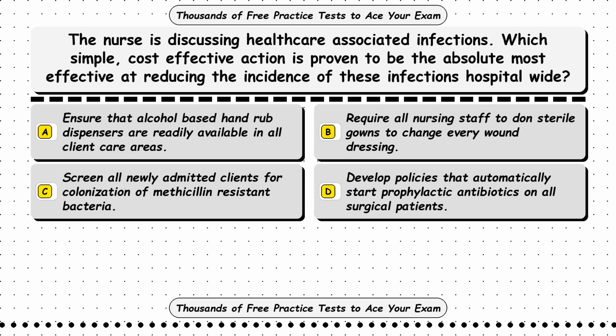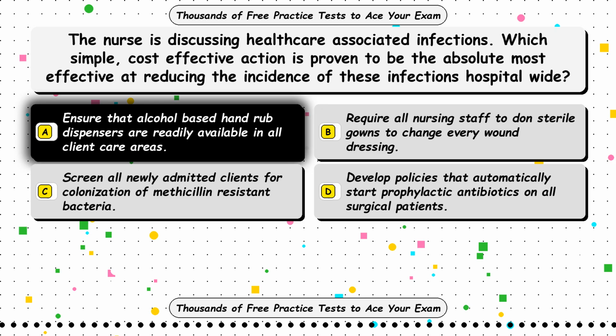Question 109. The nurse is discussing healthcare-associated infections. Which simple, cost-effective action is proven to be the absolute most effective at reducing the incidence of these infections hospital-wide? Option A. Ensure that alcohol-based hand rub dispensers are readily available in all client care areas. Option B. Require all nursing staff to don sterile gowns to change every wound dressing. Option C. Screen all newly admitted clients for colonization of methicillin-resistant bacteria. Option D. Develop policies that automatically start prophylactic antibiotics on all surgical patients.